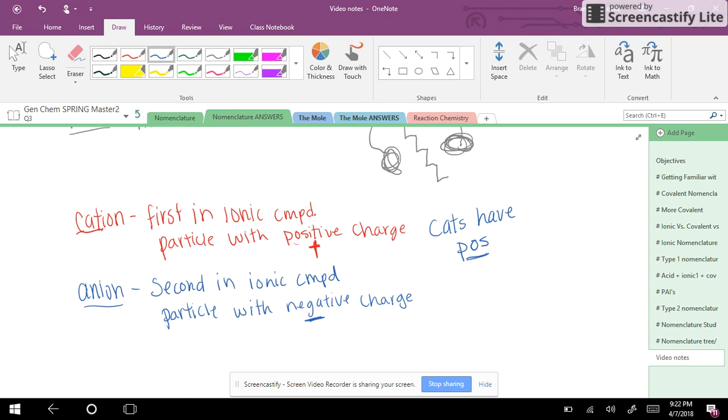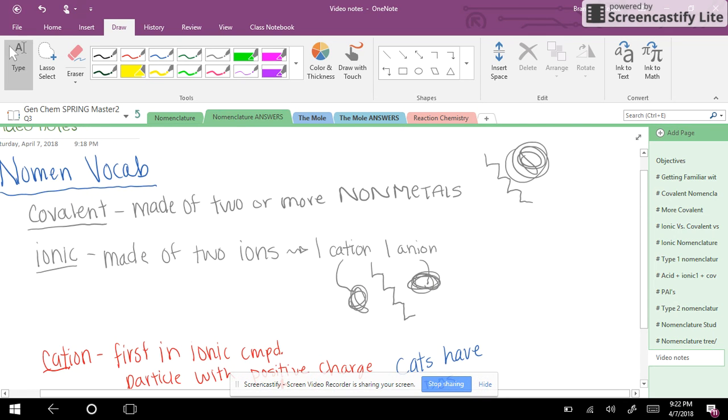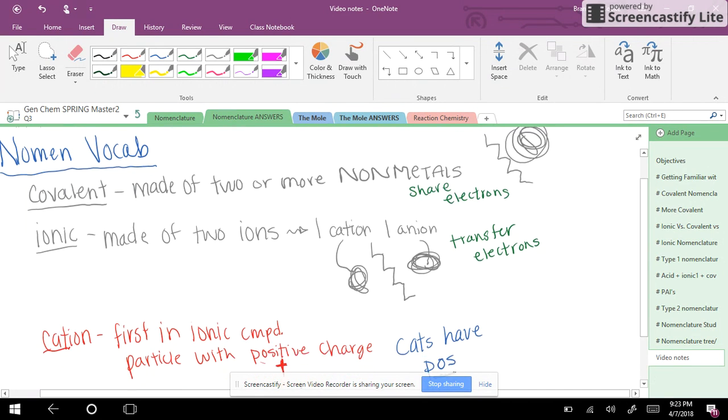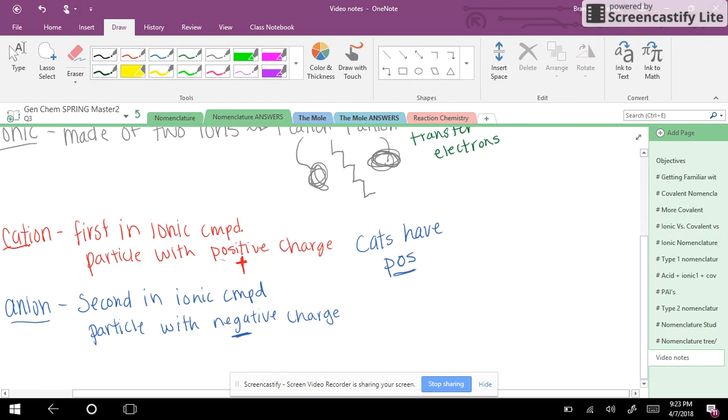And then going back here, I guess this isn't really part of the vocabulary, but it is important to know that covalent compounds share their electrons. And so they're a little bit weaker, they're the weaker of the two types. And then ionic compounds transfer their electrons. And that transfer of electrons is where the charged particles come in.